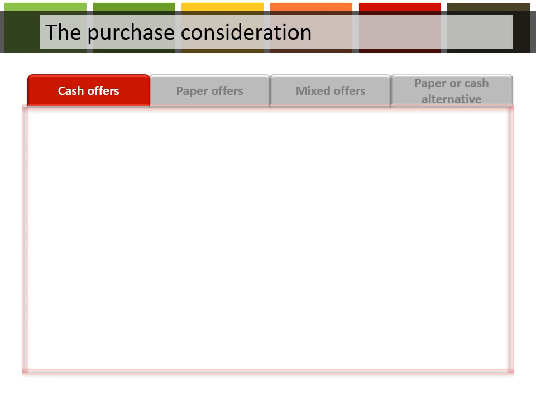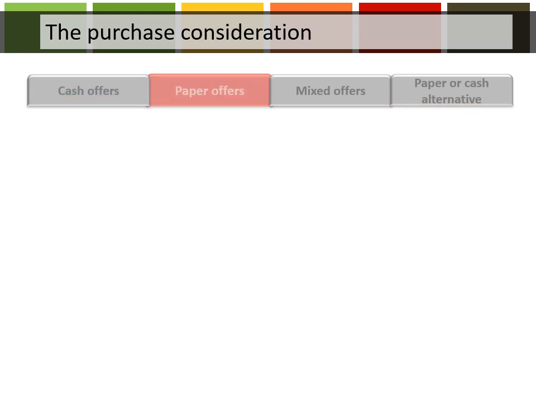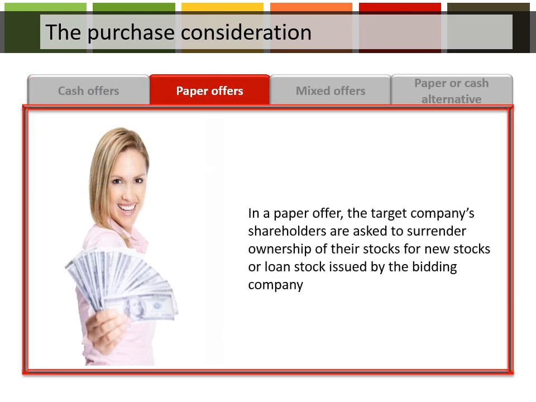The purchase consideration. Cash offers. When a company has sufficient cash to pay the purchase price in full, a takeover usually can be achieved quickly and at a low cost. Fees for advisors such as accountants and lawyers should be low. Paper offers. In a paper offer, the target company's shareholders are asked to surrender ownership of their stocks for new stocks or loan stock issued by the bidding company.